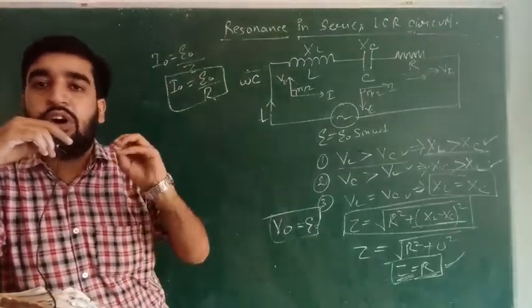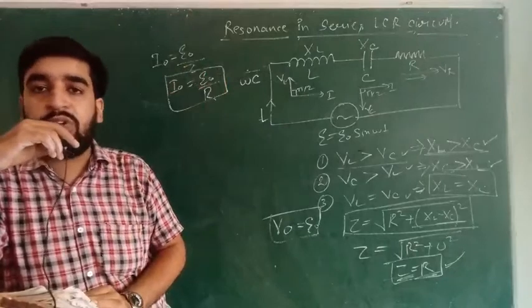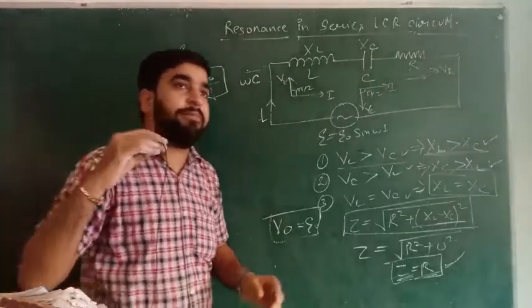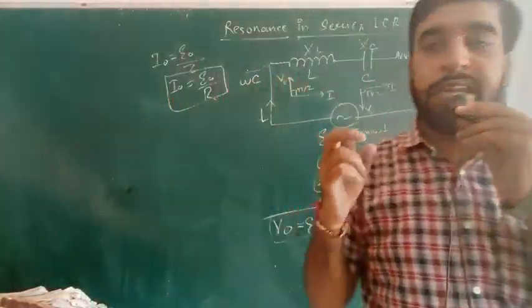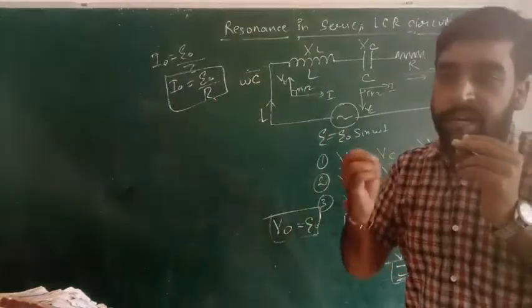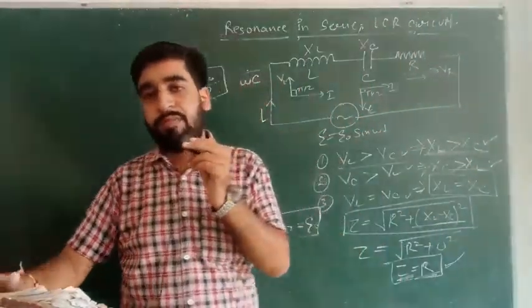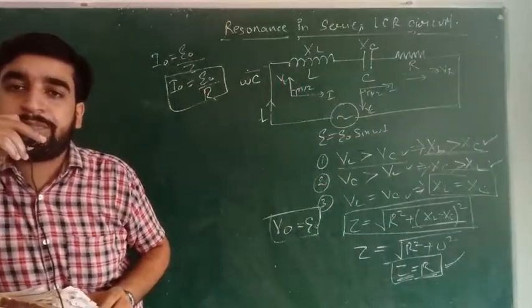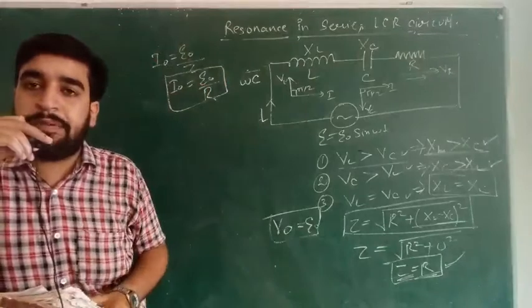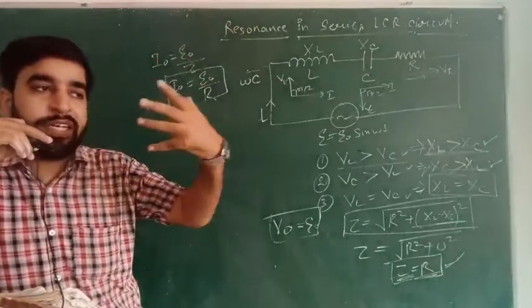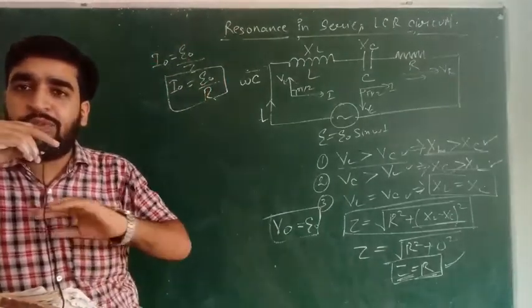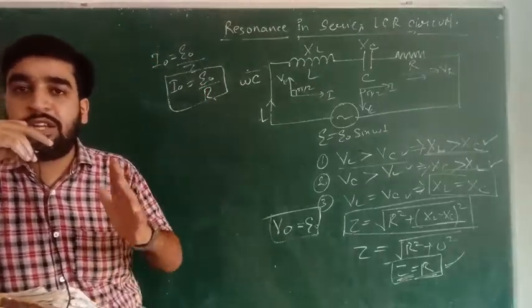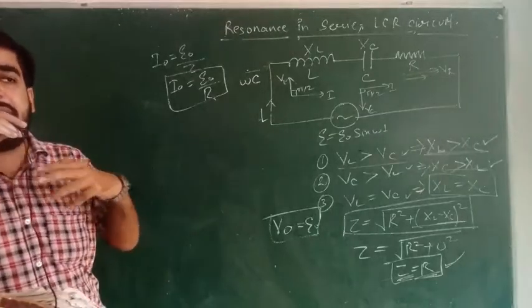And when the current offers the maximum value, we come to know that this is the condition of resonance. When the current is maximum, and the current is related to the power by the formula P is equal to I square R, the power of the circuit will be maximum. When you are watching a television with an LCR circuit, you will find the picture is very clear to you. That's the condition of resonance. This is our requirement in the circuit.